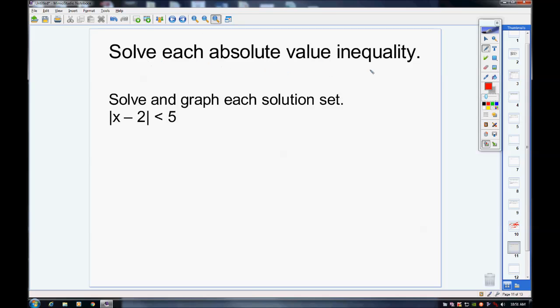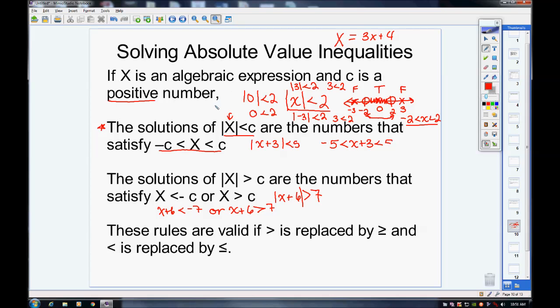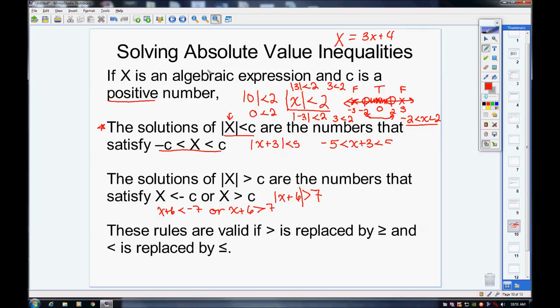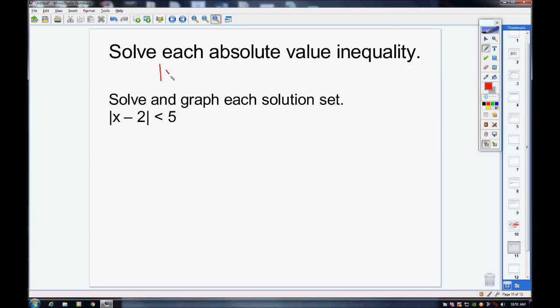Well, the first thing I'm going to look at is absolute value and it's less than, so I need to go back. What's my less than rule? Oh, it's this one. So I need to write it like this. So let me write it out. If I have the absolute value of x is less than c, then I write it -c is less than x is less than c.